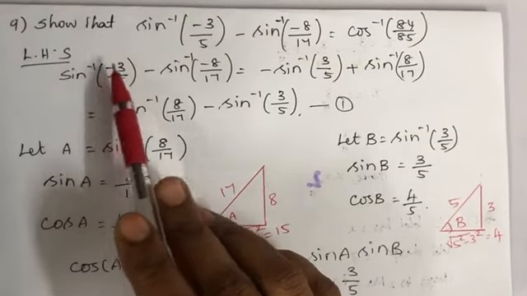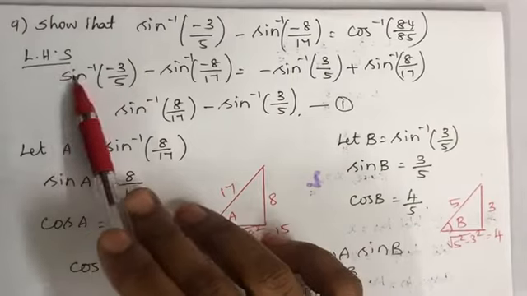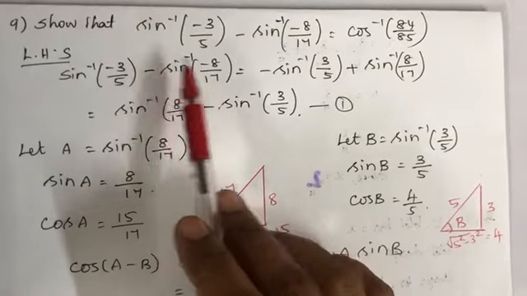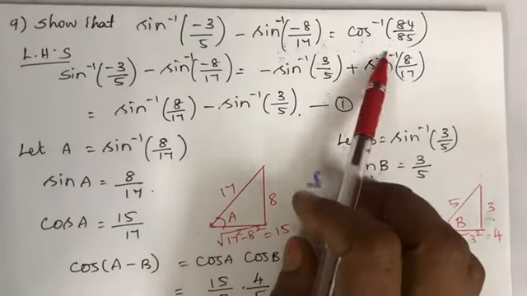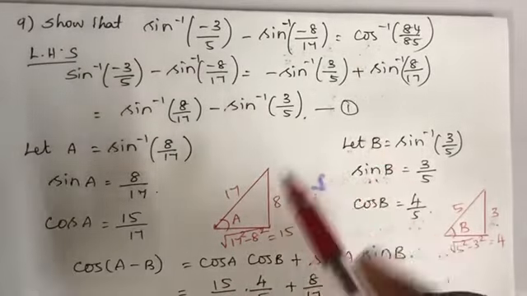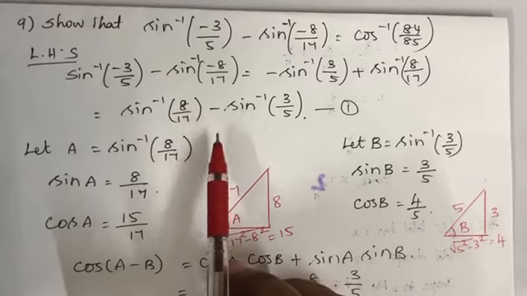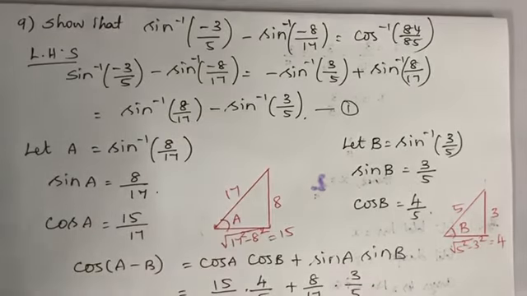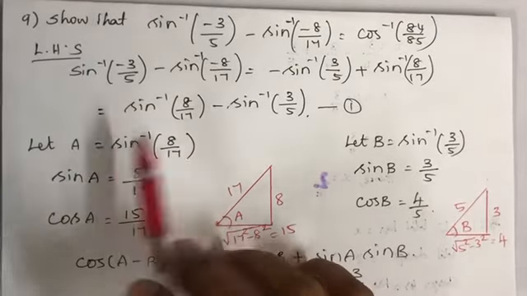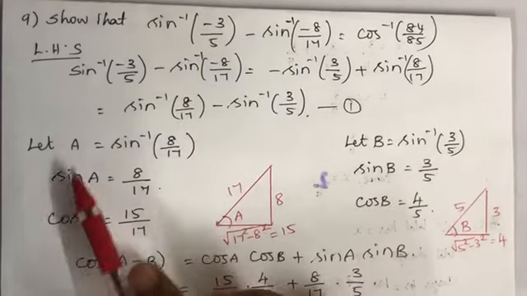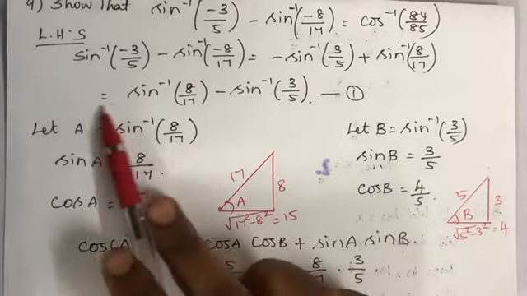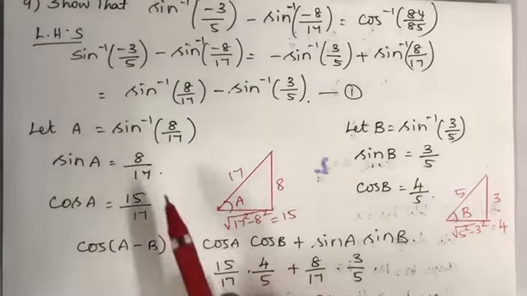So, sine inverse minus 3 by 5, I write it as minus sine inverse 3 by 5. As well here, minus coming out, minus into minus it will be plus. So, plus sine inverse 8 by 17. So, this is a negative term and it is a positive term, so I am interchanging it. Sine inverse 8 by 17 minus sine inverse 3 by 5, that is our equation 1. So, I take this as A and this as B. So, A is equal to sine inverse 8 by 17. Sine A equal to 8 by 17.